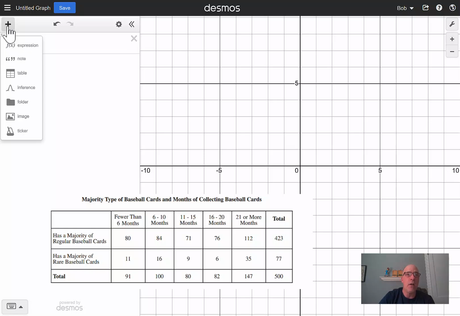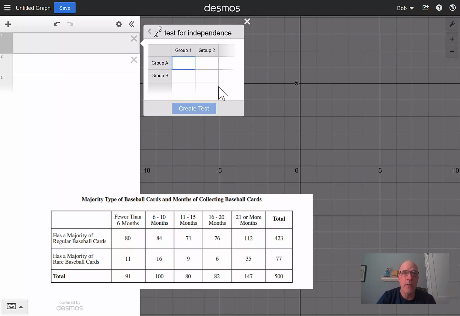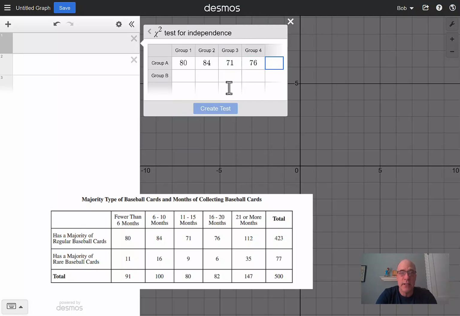So let's go to our add item. Let's do inference. And we are going to do chi-squared for independence here. We want to see if there's a relationship between these two things. Okay, and notice we have a table that pops up here. So we can fill this table in, and I'm going to use tab to go from one space to the next. So my top group is 80 and 84. I'm going to tab over. I have 71, 76, and 112.